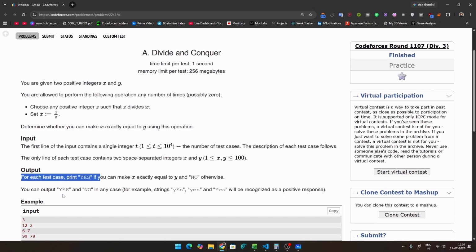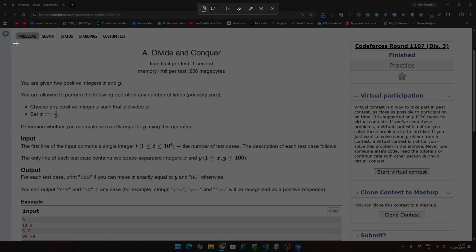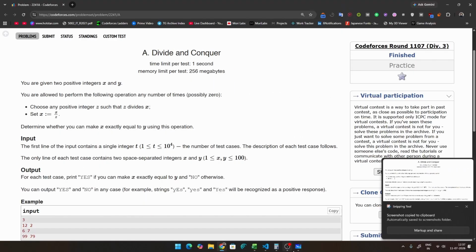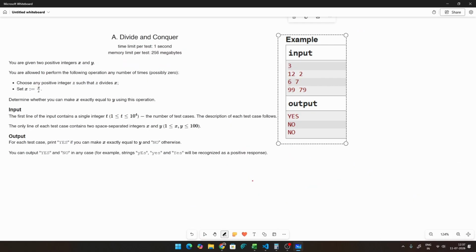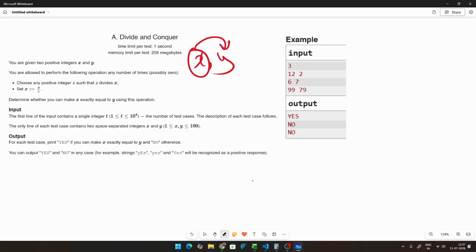Okay, so I'm going to go ahead and copy this into our whiteboard so that we can work this out further. So what is this question trying to tell us? Well, there are two numbers, x and y. You need to make x equal to y. And how can you do that? Well, you can divide x by any number z, and make sure that x is equal to y. Both x and y are between 1 and 100.